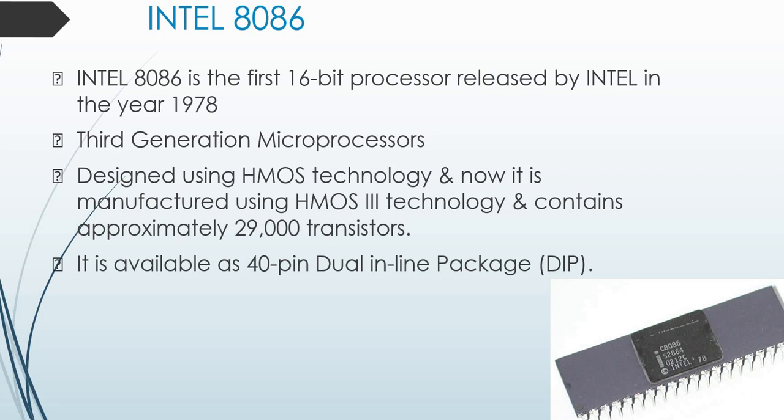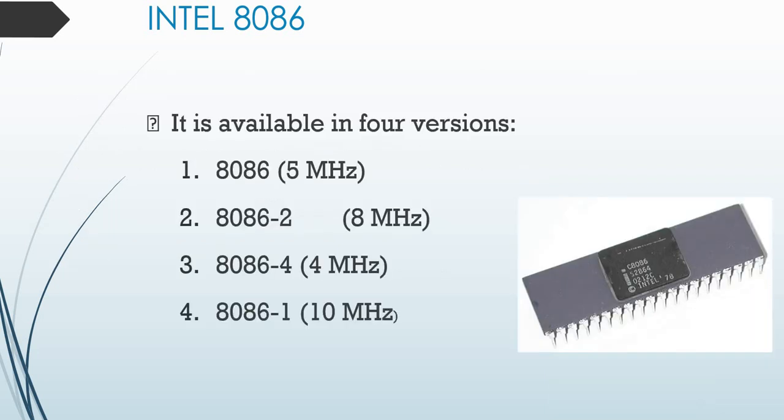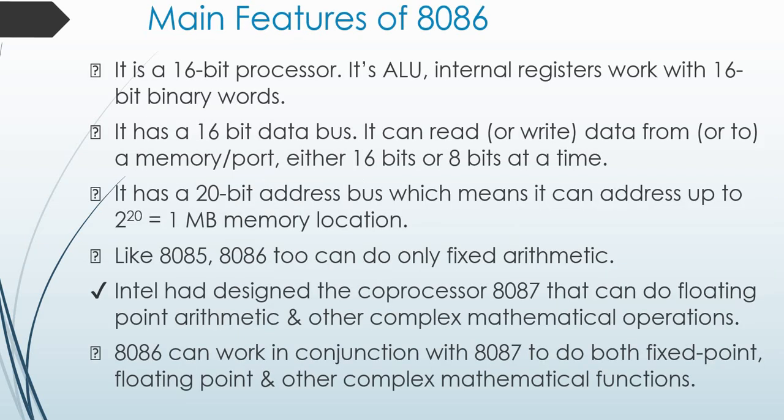This is a third generation microprocessor, and it has been designed with HMOS technology, and it is a 40-pin dual in-line package. There are different versions of 8086 available, like 5 MHz, 8 MHz, 4 MHz, 10 MHz. Depending on the version of the 8086, this will vary. So what are the features of 8086?